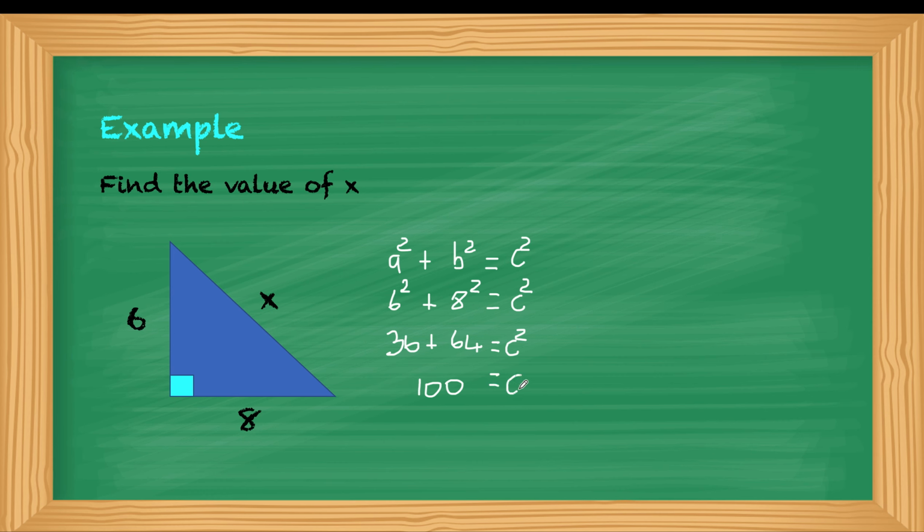But the aim is to get only c and not c squared. So I would now find the square root of both sides to get rid of the c squared, to just have c by itself. So therefore, c would be equal to 10. So therefore, in this case, the hypotenuse is 10. Alright? I hope that was very clear.